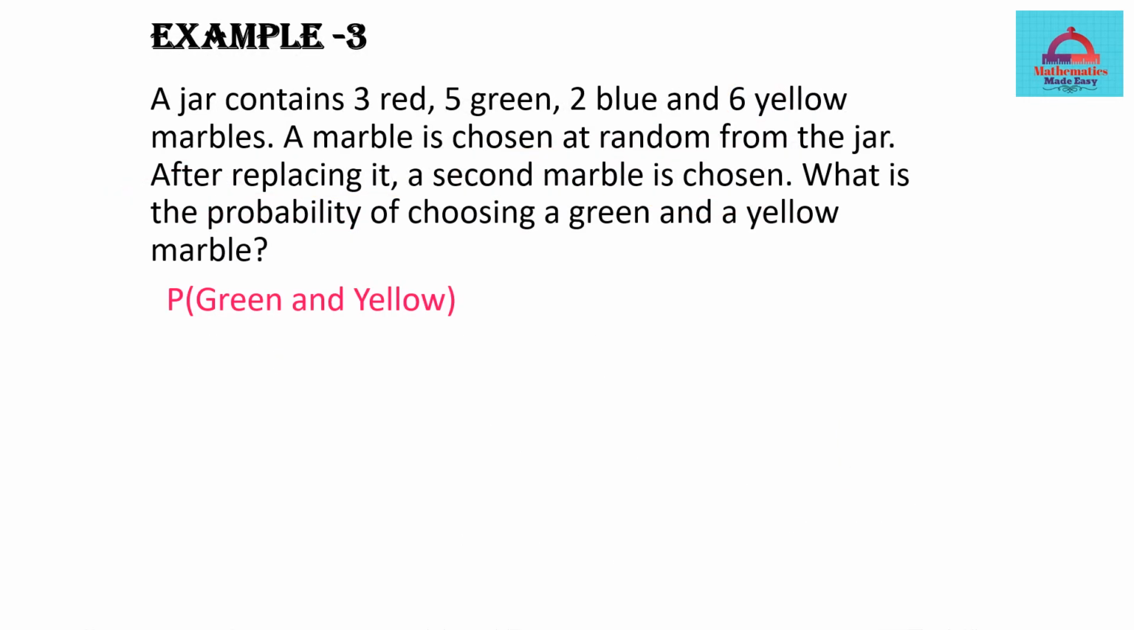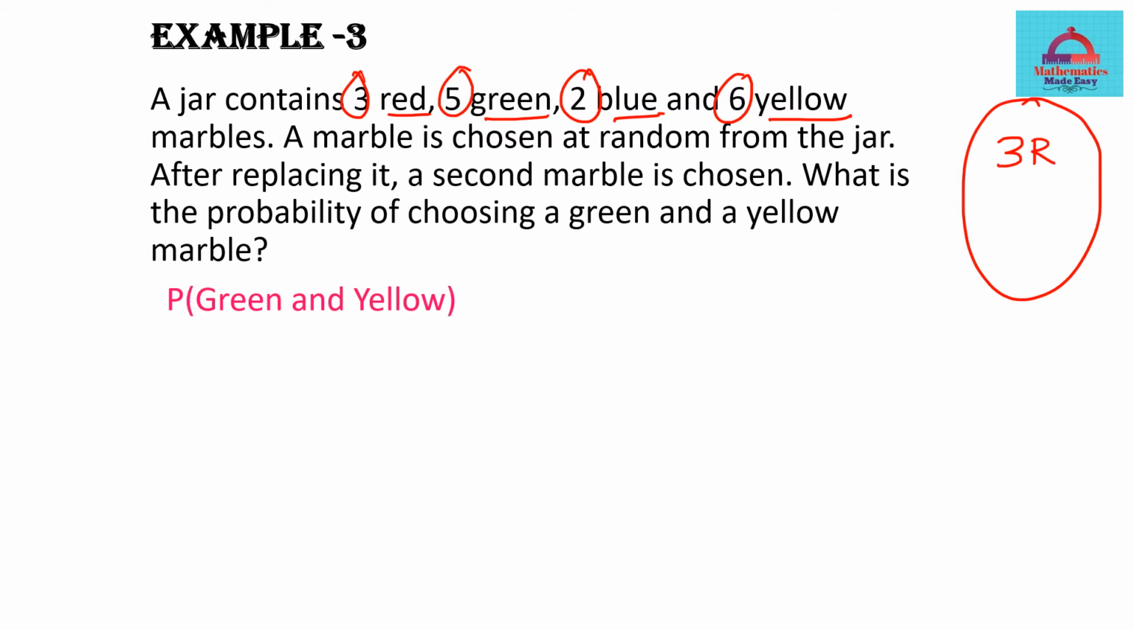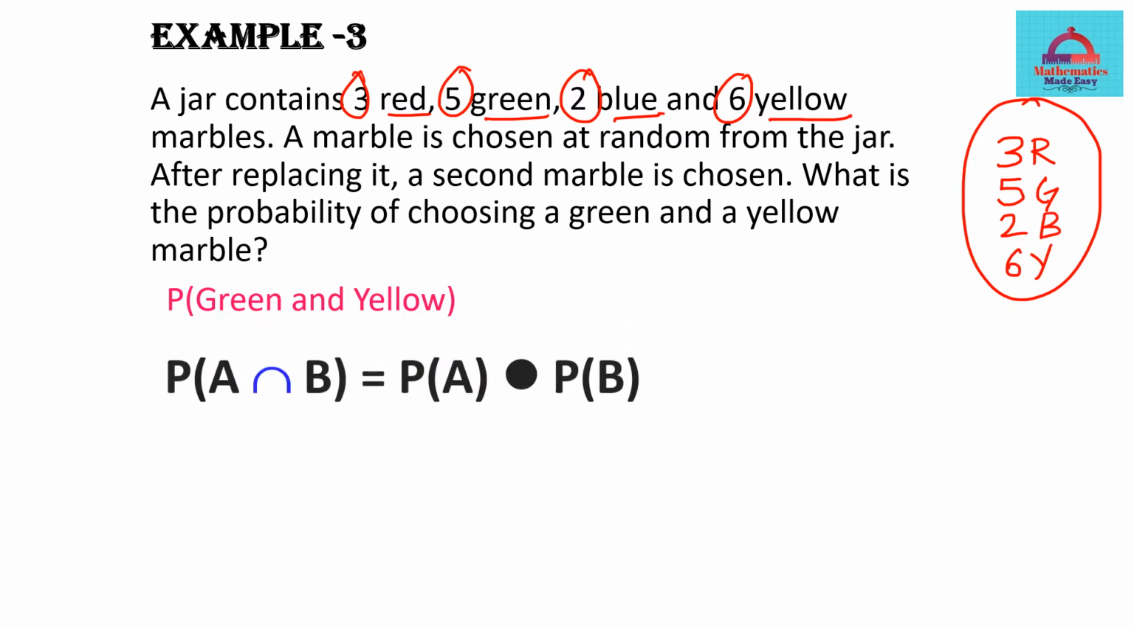Another example, this is on the probability jar. The jar has different colored marbles: 3 red, 5 green, 2 blue and 6 yellow. If you want, you can draw a rough jar here and put down the different colored marbles. So 3 of red, 5 of green, 2 of blue and 6 of yellow. You can just add them up and you will get the total number of marbles.